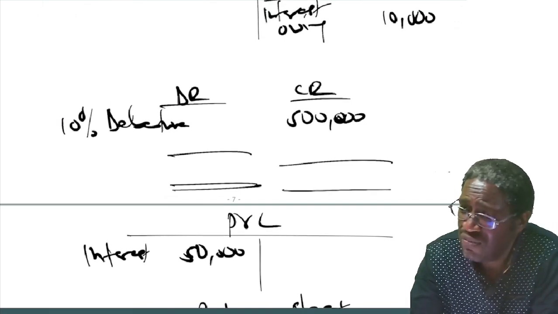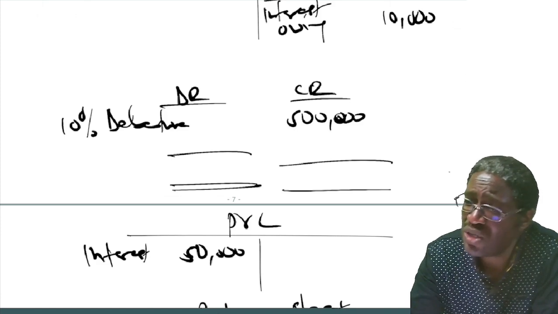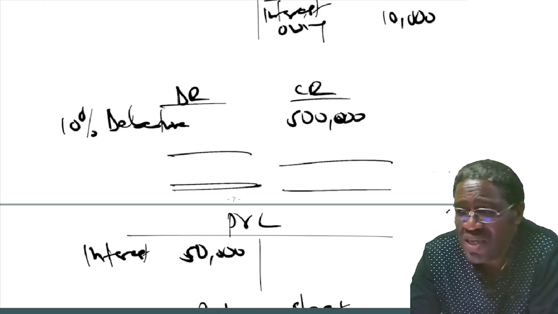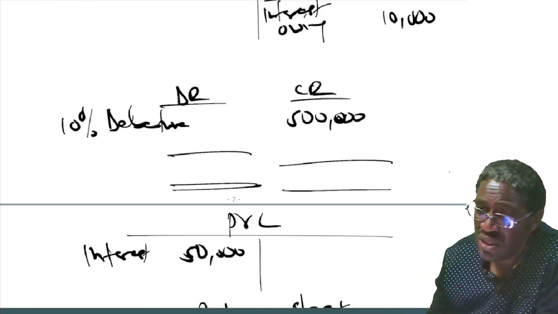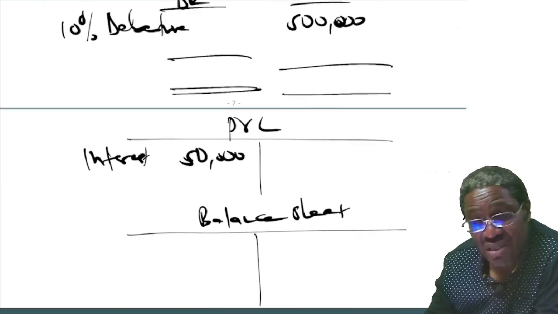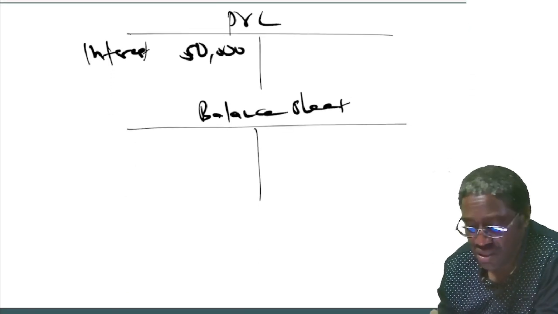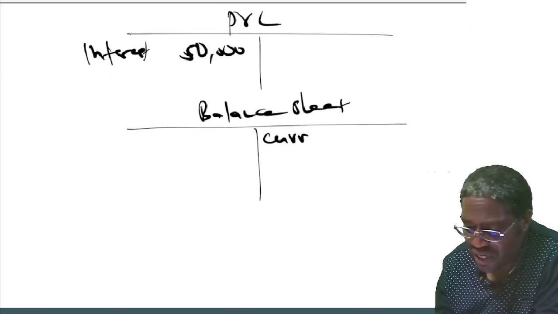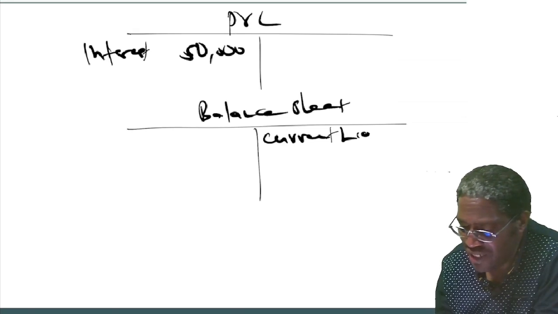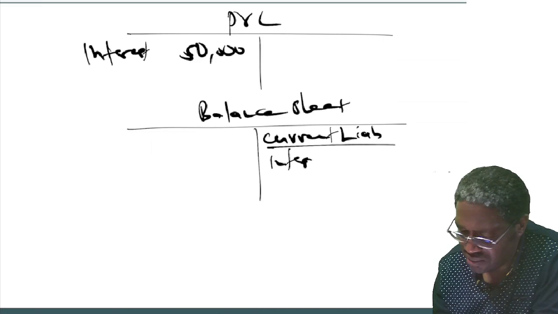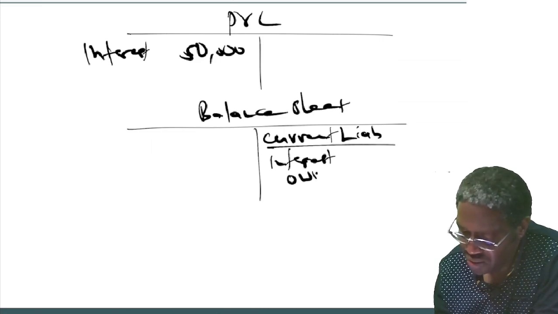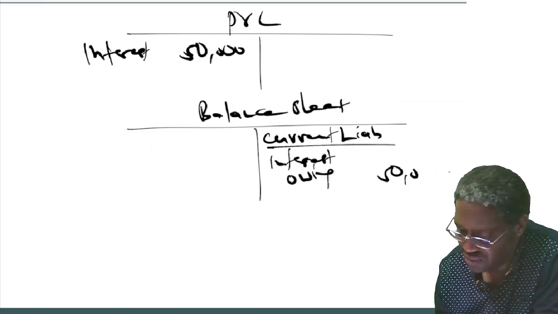So it means, therefore, that the whole 50,000, which was the charge for the year, I've paid them nothing out of it. So the whole amount also becomes the liability for the year. So in your balance sheet, again, among your current liabilities, there you will now have, again, interest owing of 50,000.